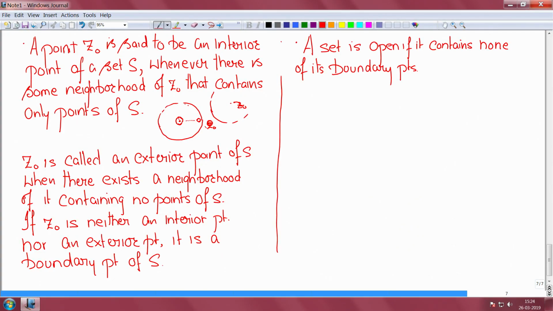In the last class we left off while defining an open set. So we will continue over there. A set is open if it contains none of its boundary points. This is where we had left off last time.